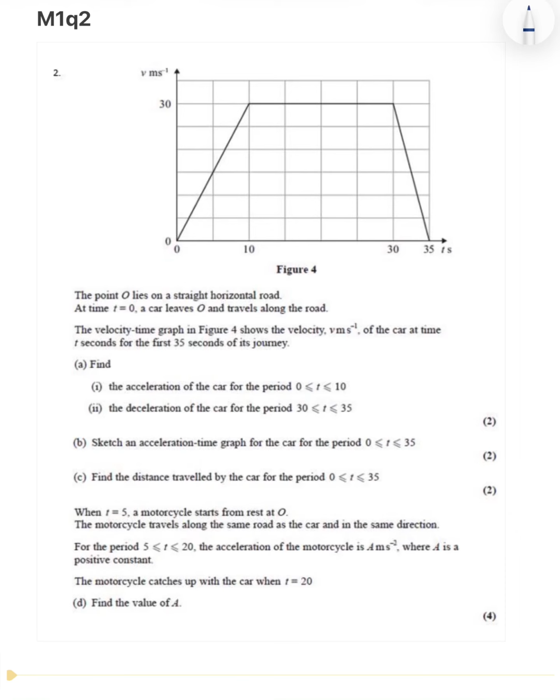Right. Question 2. Part A, B, C is quite straightforward. They have given the velocity time graph of a car that accelerates, moves with constant speed, and then decelerates. So in part i, they need to find the acceleration. Acceleration is basically the gradient, and the deceleration is the positive value of the acceleration. So we just have to find the gradient for part i.